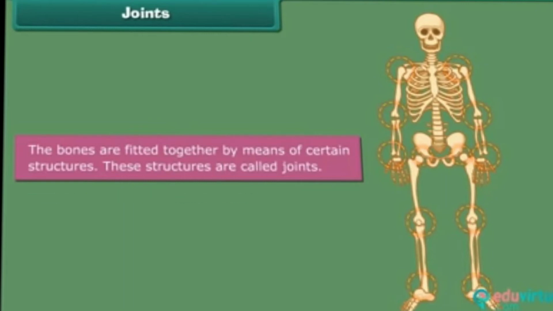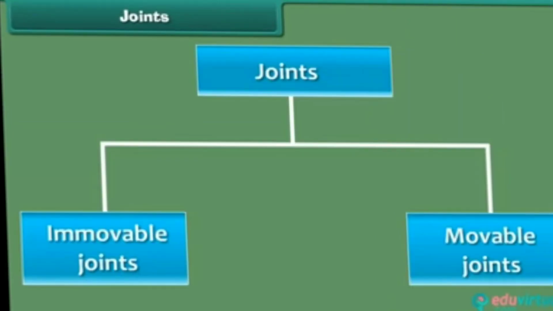A joint is the place where two bones meet. Most joints hold together yet allow movement. You can move the parts of your body at the joints. There are different kinds of joints which allow different kinds of movement. There are two types of joint: immovable joint and movable joint.